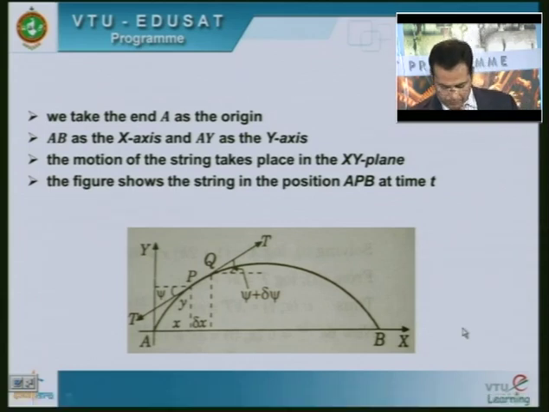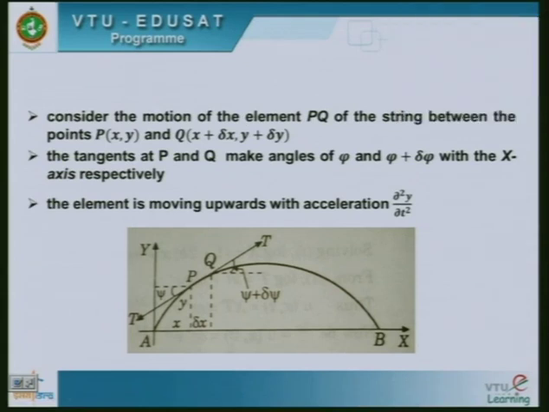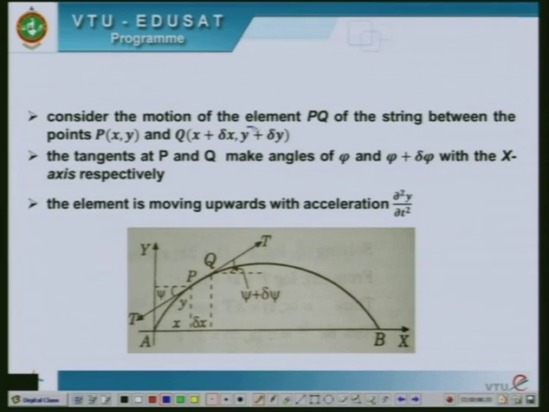Now, consider the motion. So, you are taking a small segment of the string and you are analyzing the motion of this element PQ. So, consider a small element PQ of the string between the points P (x, y), this is P. So, coordinates of P are x, y and Q, which is a neighboring point to P, is x plus delta x, y plus delta y. That is to say, Q is at an incremental distance from P such that x changes to x plus delta x and y changes to y plus delta y, or equivalently it is a position very near to the point P.